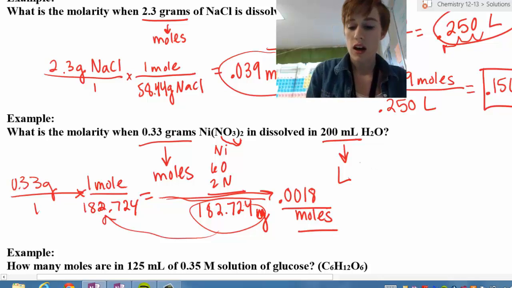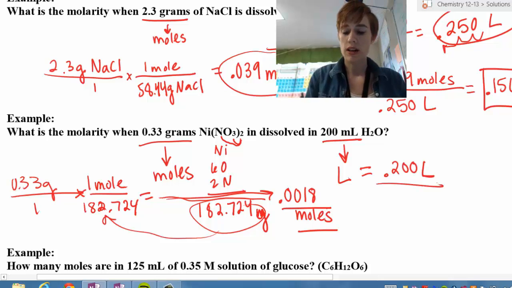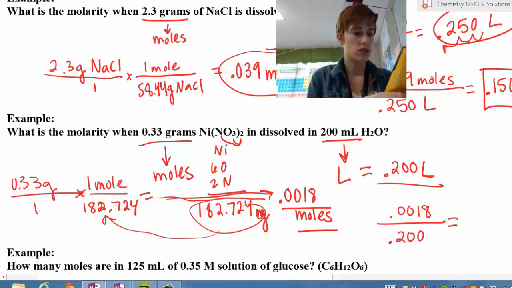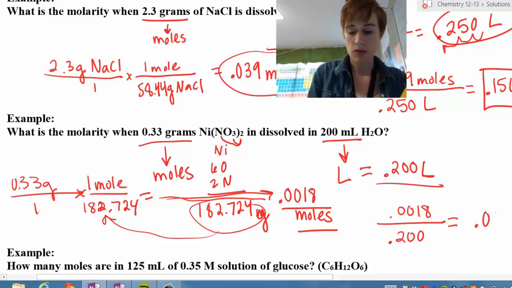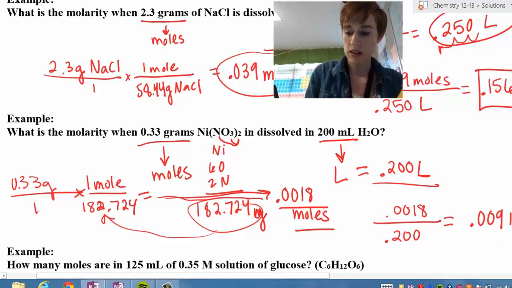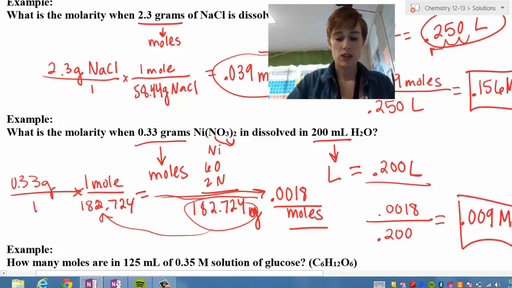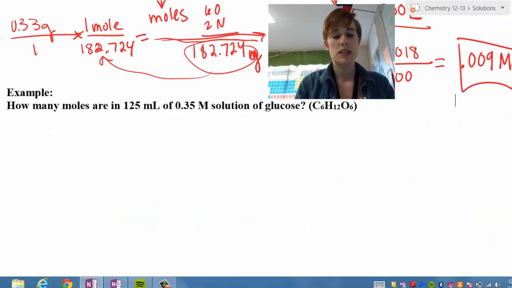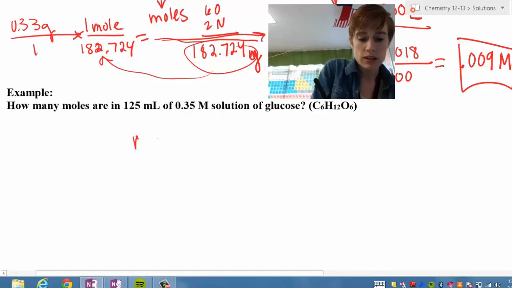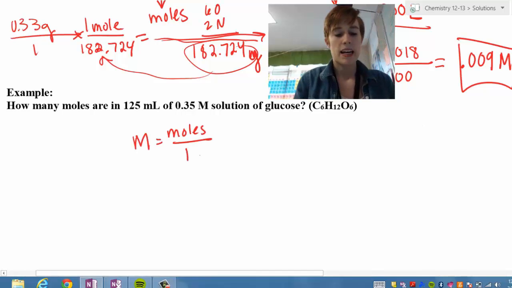Now I need liters. 200 milliliters is the same as 0.200 liters. So I take 0.0018 moles divided by 0.2 liters, and I get 0.009 molarity. Okay, now let's look at this bottom one. This one's a little bit different. Remember, molarity is moles divided by liters.